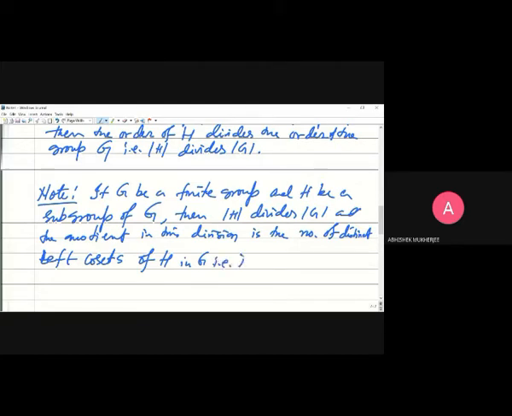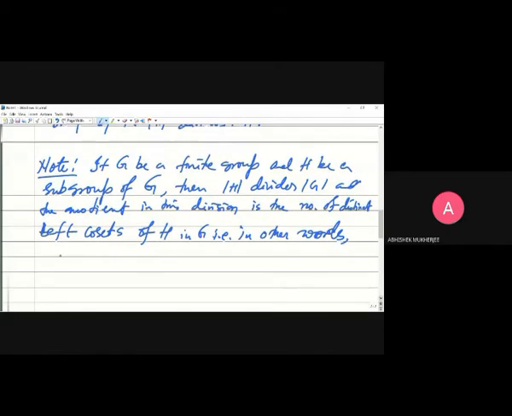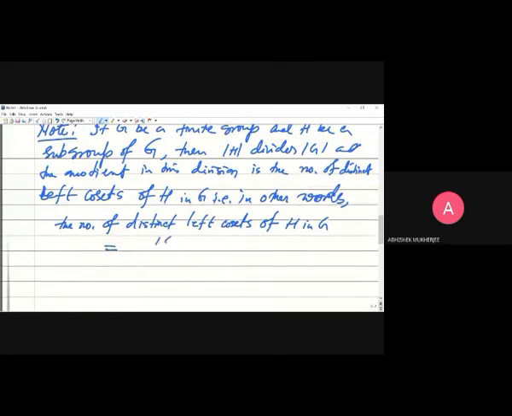That is, in other words, you can say that if you consider a finite group and a subgroup H of that group, then the number of distinct left cosets of H in G equals the order of G by the order of H. Or in other words, the number of distinct left cosets of H in G equals the order of G by the order of H. Okay.